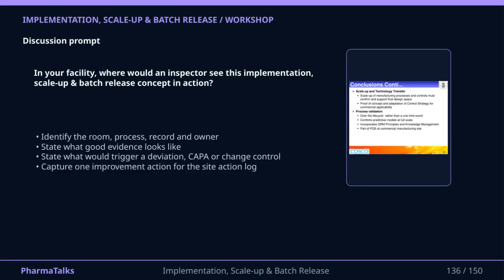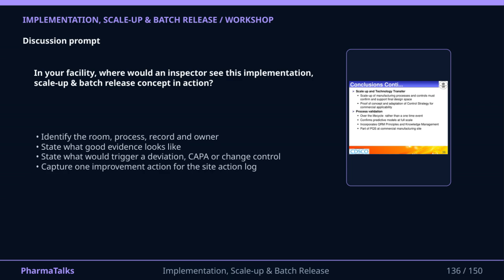Let's focus on where an inspector might observe the implementation, scale-up, and batch release processes in your facility. Think about the specific rooms involved, whether the production area, quality control lab, or packaging space. Consider the exact processes taking place at these locations and the records maintained to document these activities. It's important to identify who is responsible for overseeing these steps to ensure accountability. Next, reflect on what constitutes good evidence of compliance and proper execution.